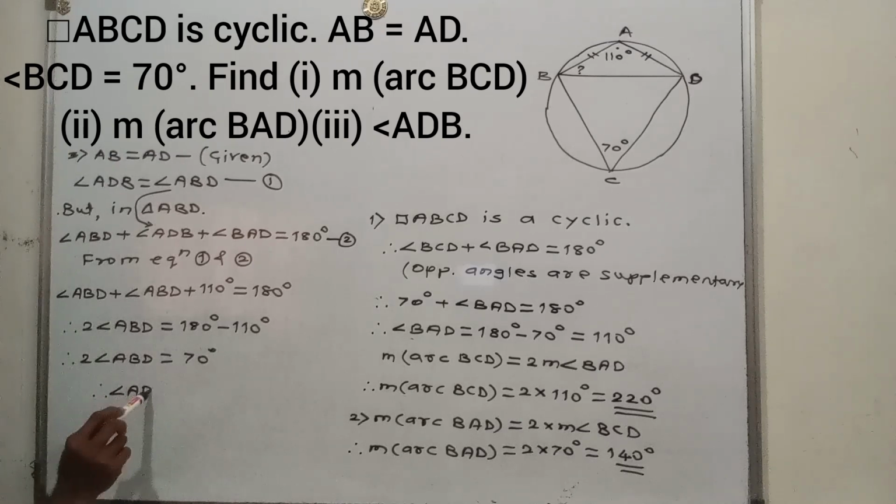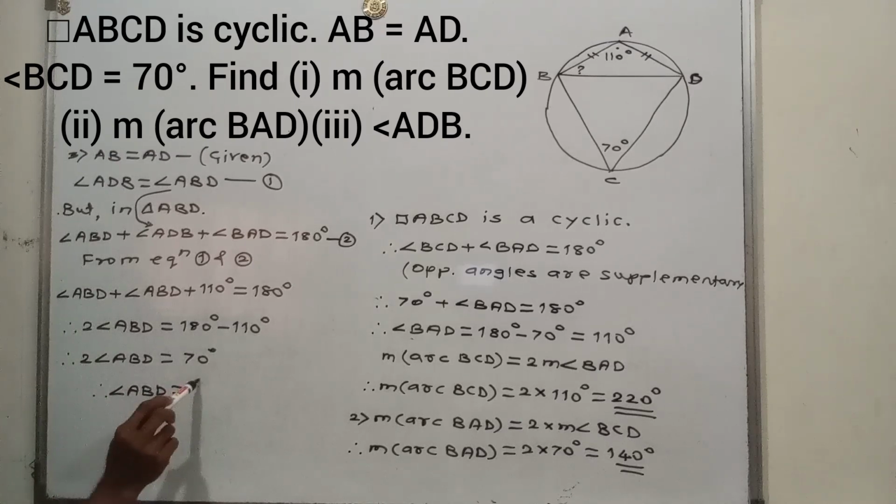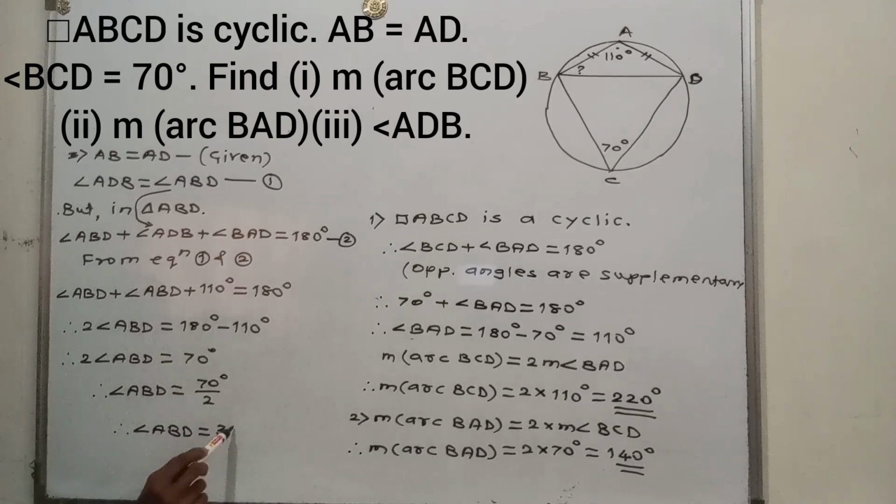Therefore, angle ABD is equal to 70 degrees upon 2. Therefore, angle ABD is equal to 35 degrees. Write this.